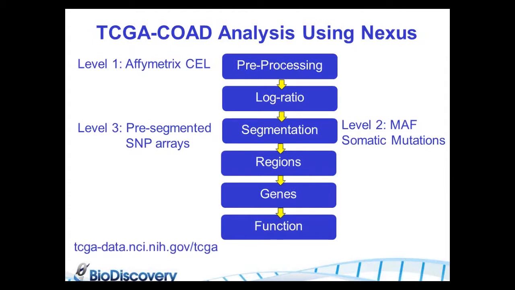If you are interested in getting this raw or segmented data yourself, you can get it through the TCGA data portal. I have the URL listed right here at the bottom. And we also have within Nexus DB the pre-segmented SNP array data as well.